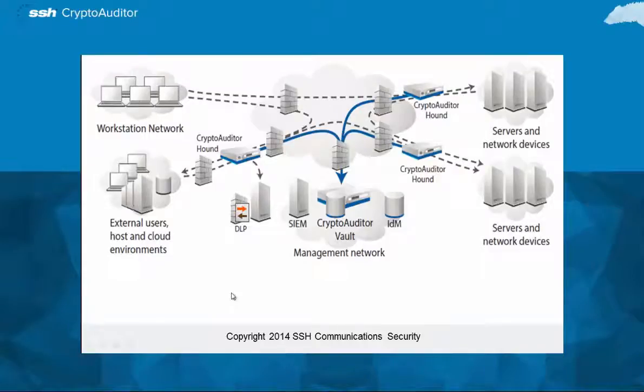CryptoAuditor comes as a virtual or hardware appliance with a centralized management instance referred to as a vault, along with distributed data capture units called hounds. These hounds can support various operational modes. With this architecture, it allows an enterprise to place hounds in locations where data needs to be captured without making any changes to network topology.